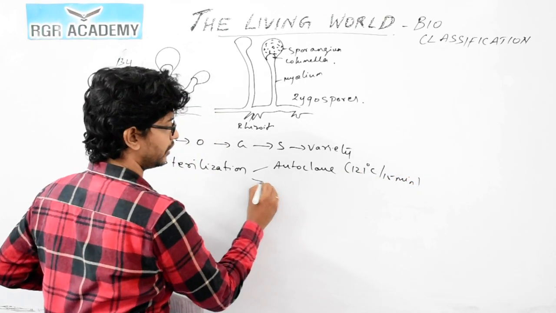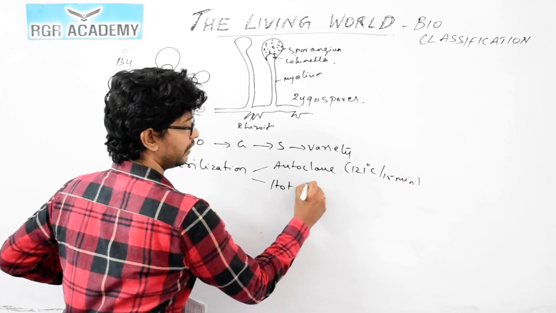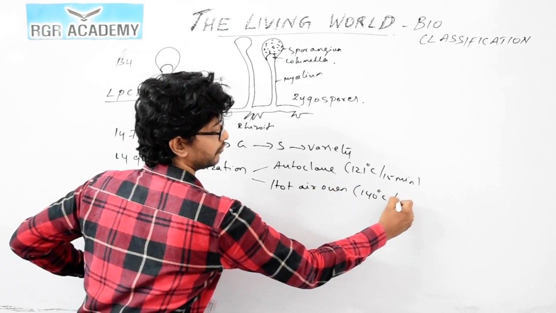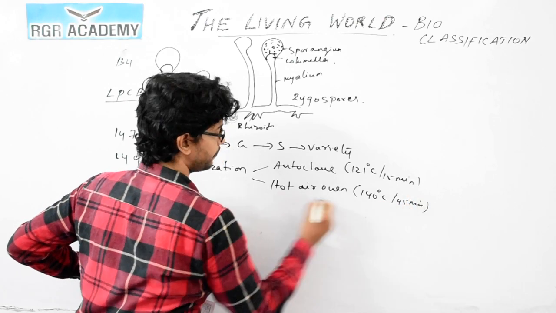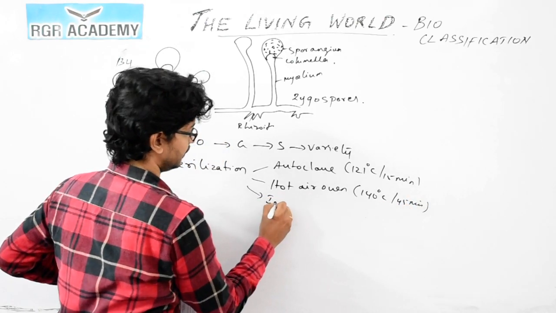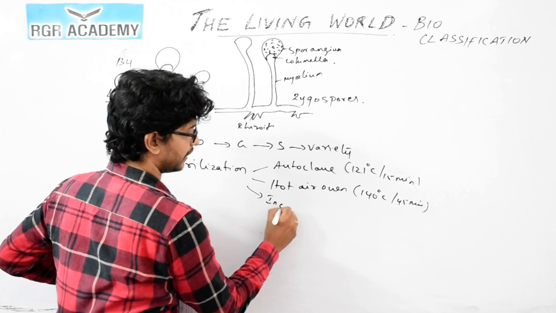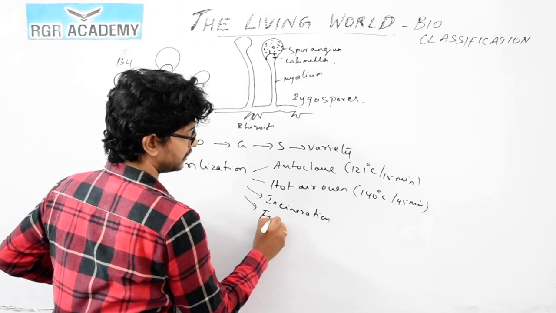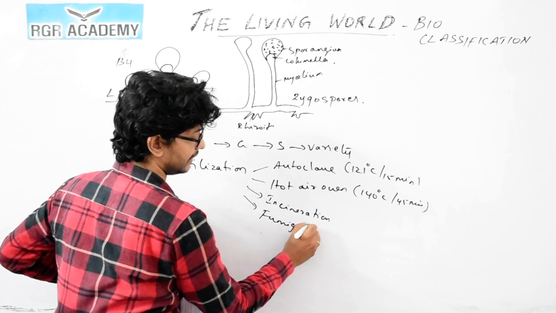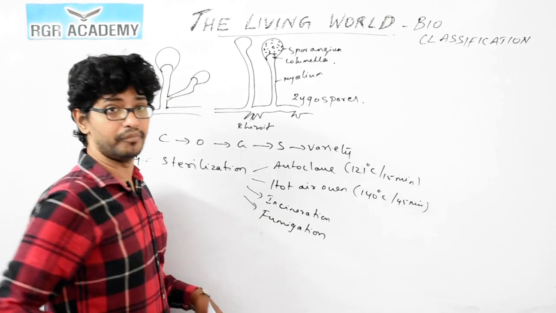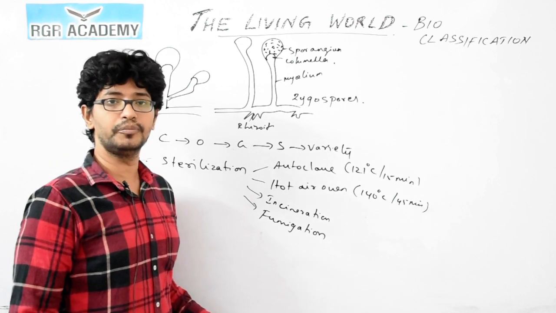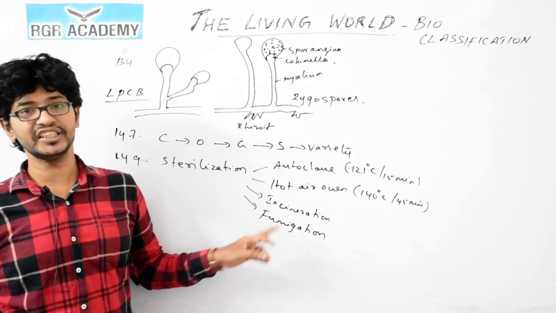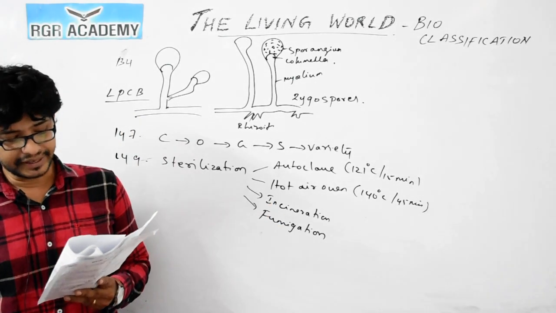Same like the pressure cooker, hot air oven, right? We use 140 degrees centigrade for even 45 minutes here. And we have incineration. Incineration is completely destroying, burning. Then we have fumigation. These are different types of sterilization that we perform. Fumigation is for closed environments like operation theaters. Incineration is burning. So why are we actually doing this?